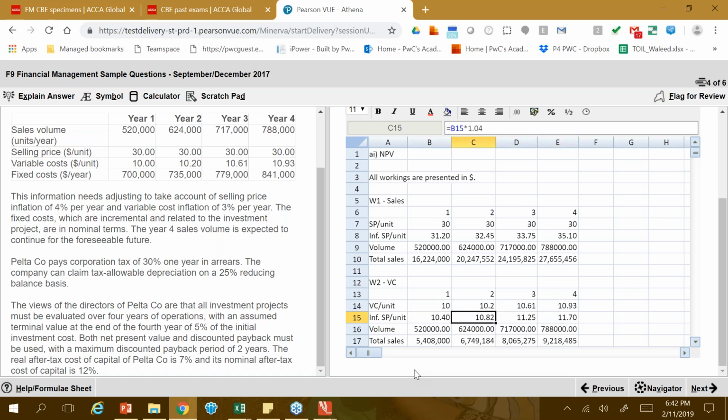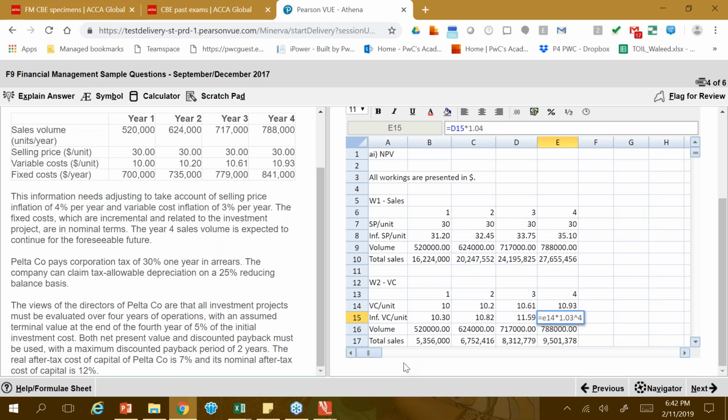Which means I have to think of adding the inflation on these variable costs, but taking the year number into account now. So for the inflated variable cost per unit, the inflation on variable cost is 3%. So what I'll do is take B14 into 1.03 to the power of 1. Then C14 into 1.03 to the power of 2. Then D14 into 1.03 to the power of 3. And then E14 into 1.03 to the power of 4.